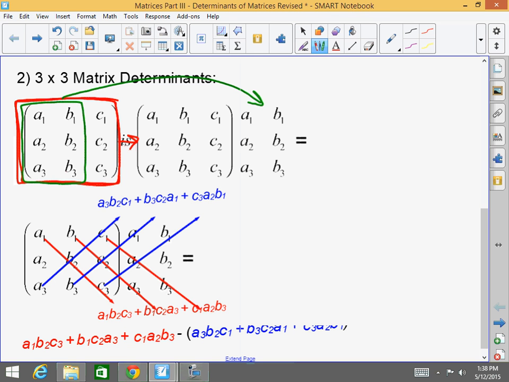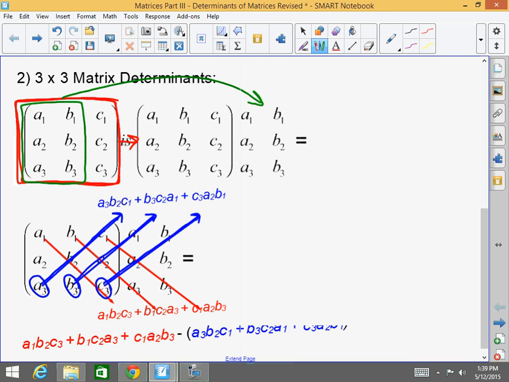I'm going to first start from this bottom left-hand corner. I'm literally going to go up and multiply everything here. So I have A3, B2 times C1, plus my next term all the way across, which is B3, C2, A1, plus my third term. I'm going to multiply all the way across, which is my C3, A2, B1.